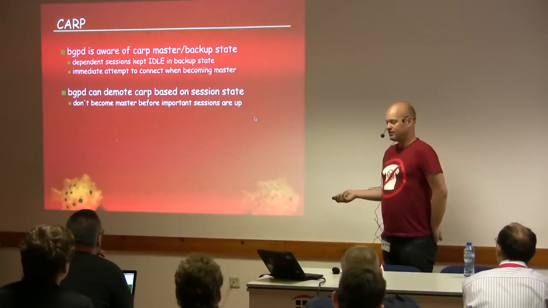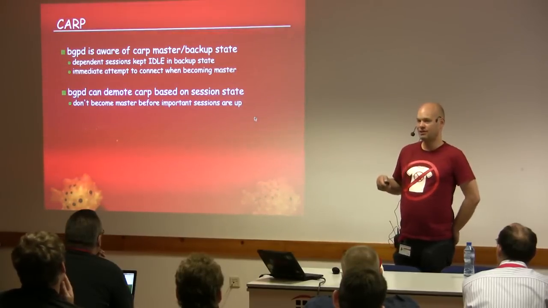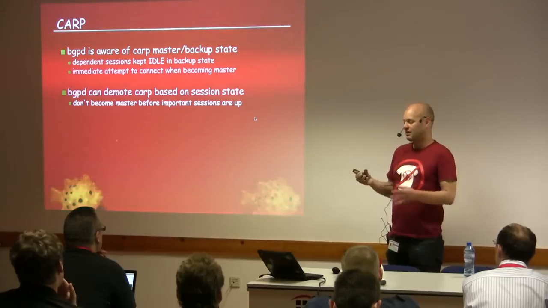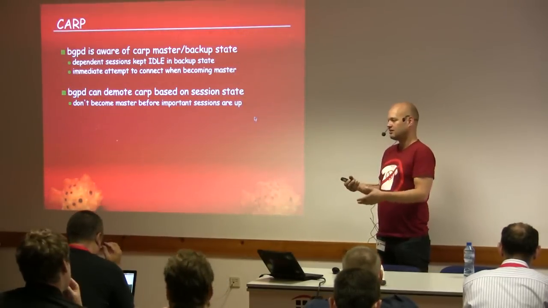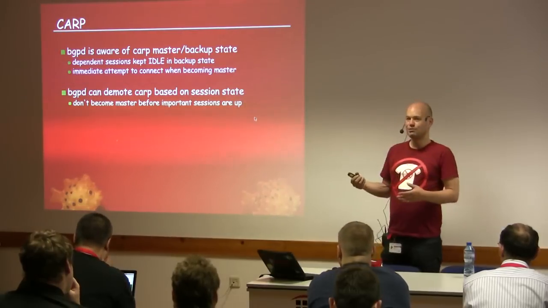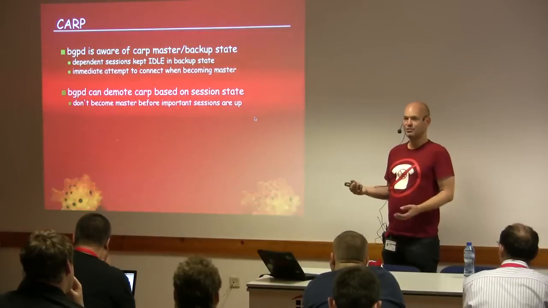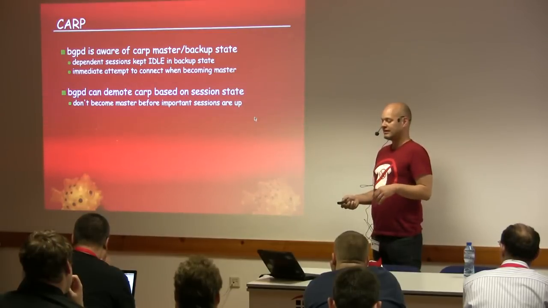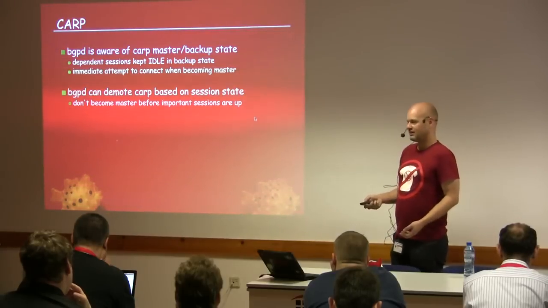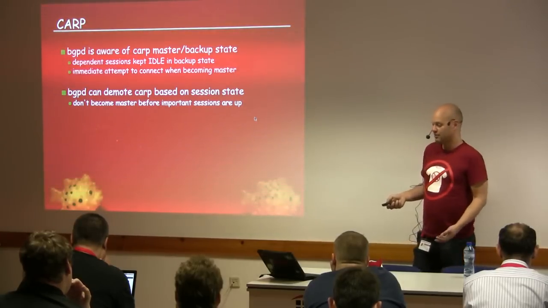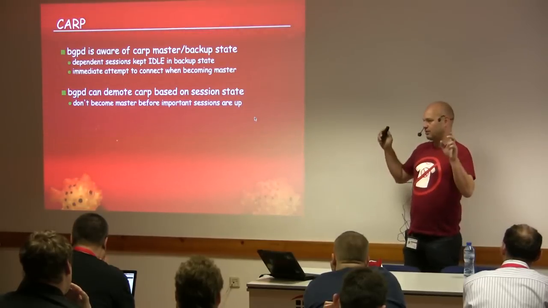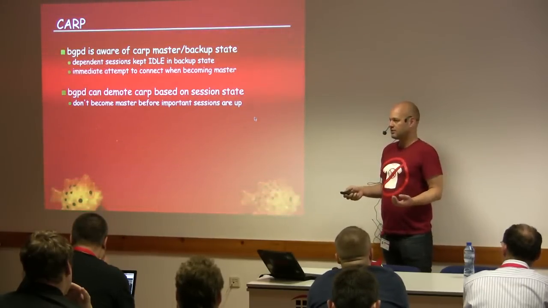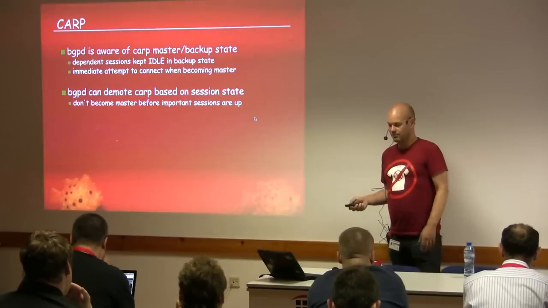The other way around works as well. BGPD can influence the CARP master backup decision. You do not want to become CARP master. I mean, the CARP interface is typically your default route for the inside machines, right? And you don't want your freshly rebooted BGP router to become master before it actually learned the routes. So that's why BGPD can demote the CARP interfaces to prevent that. It'll undemote CARP when the important sessions, which you mark in the configuration, are established and the routing information is being exchanged.